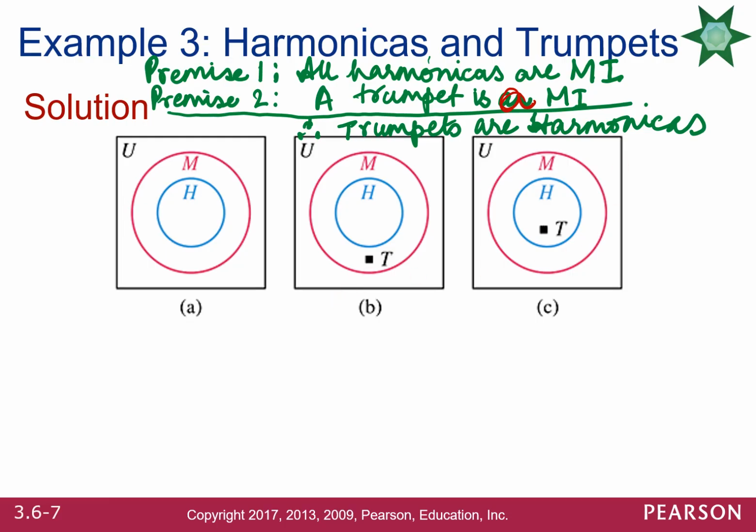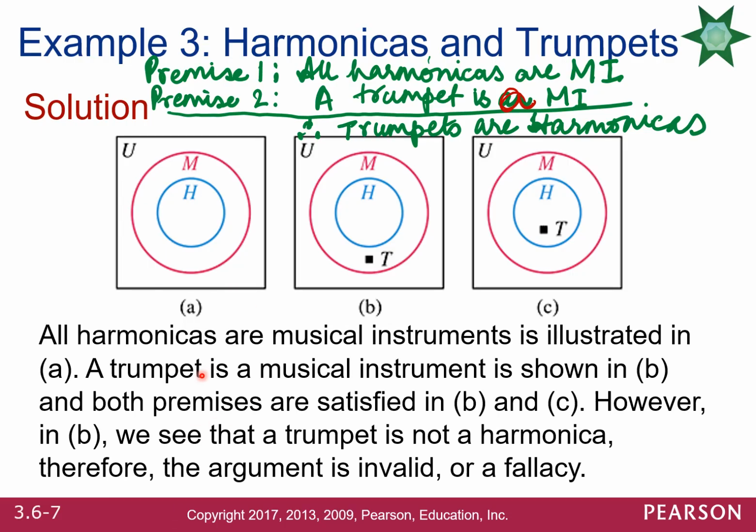So I'm going to pull up the explanation here. It says all harmonicas are musical instruments is illustrated in picture A, and then a trumpet is a musical instrument is shown in B. However, picture C is not the same as picture B. We see that a trumpet is not a harmonica, therefore the argument is invalid, or it is also called a fallacy. An invalid argument is also known as a fallacy.